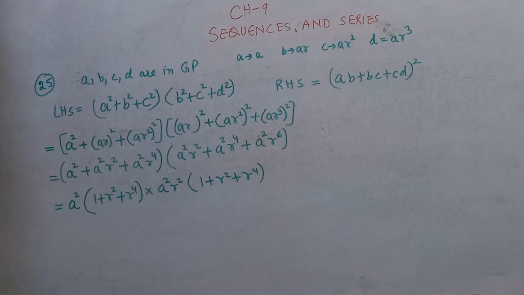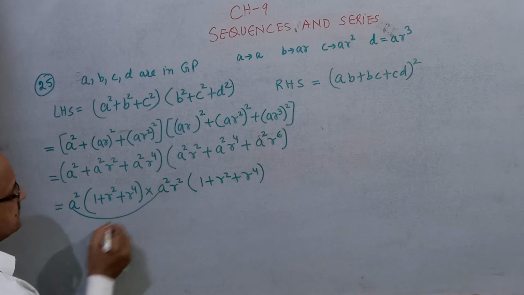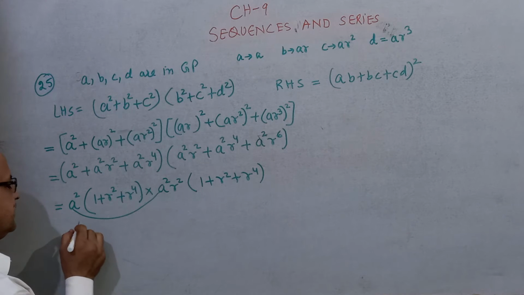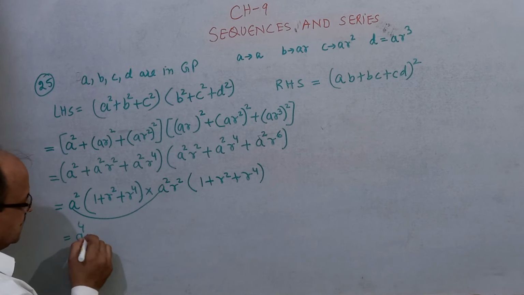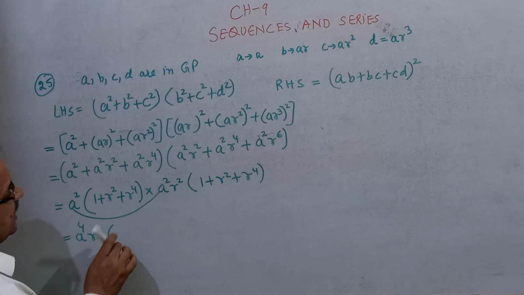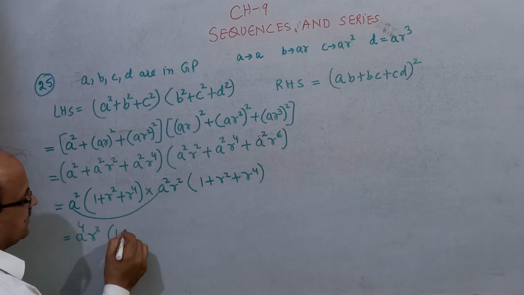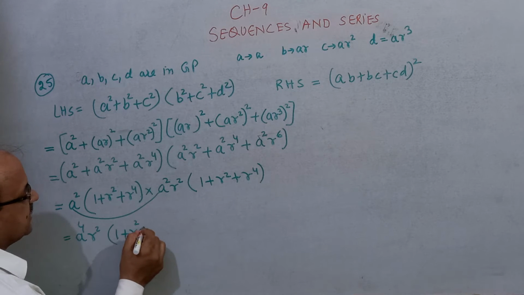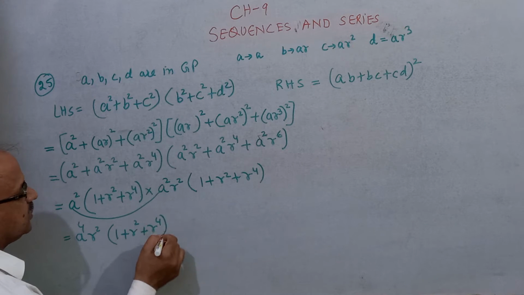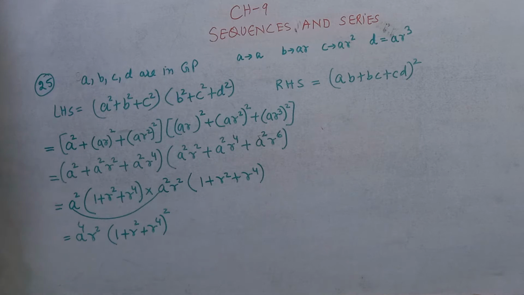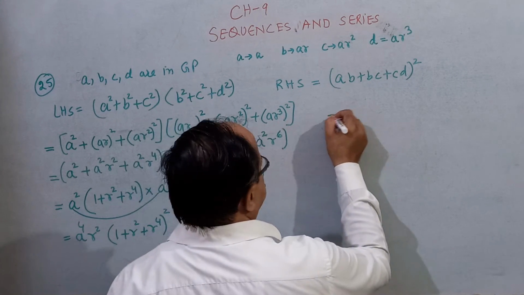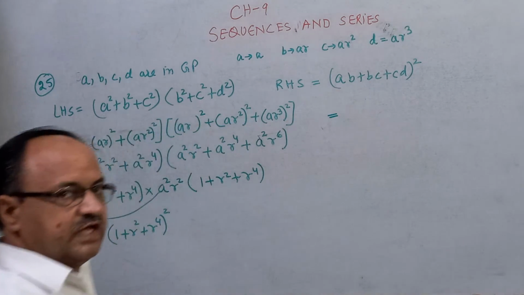Correct? Now, you know that A square into A square, that is A to the power 4, R square as it is, and these two like terms when you multiply, then 1 plus R square plus R to the power 4 whole to the power 2. When you multiply like terms, x into x, that is x square. Same process here. Now right hand side, what is the value of A and B?